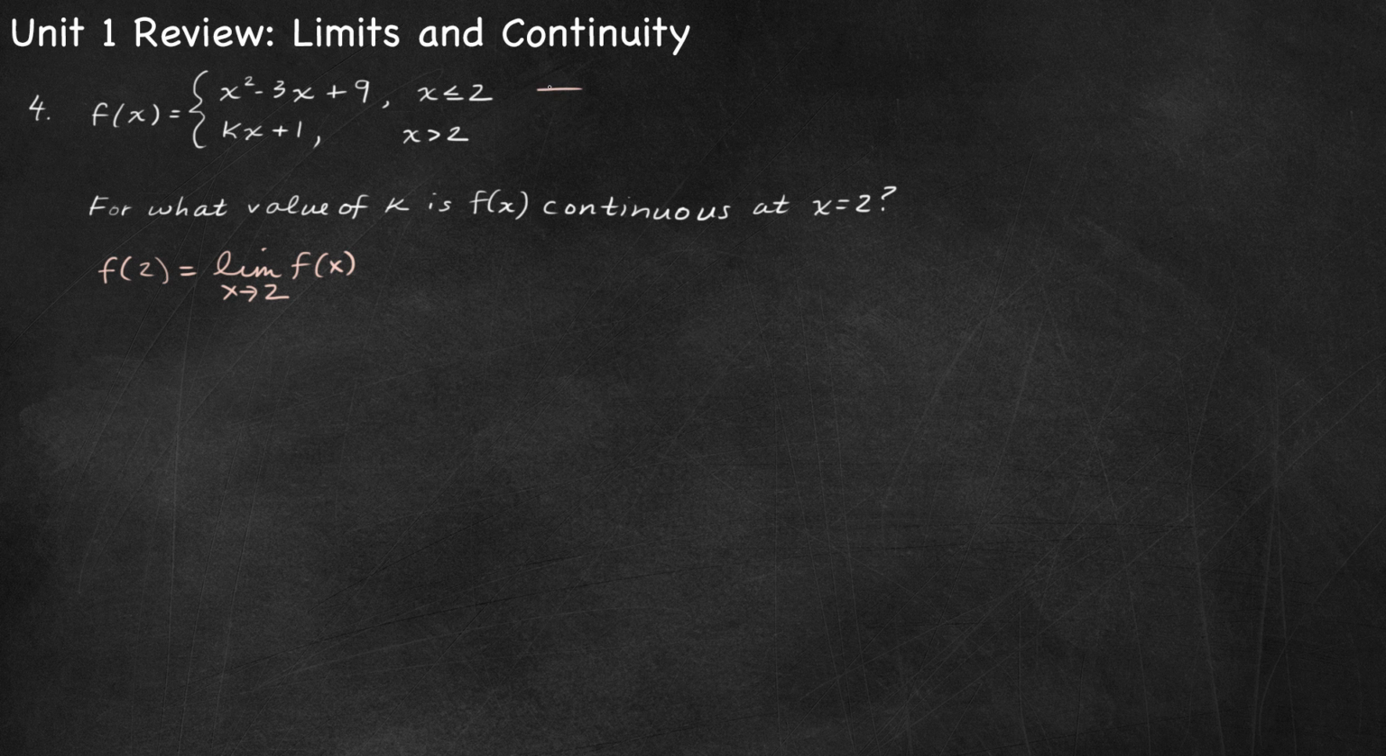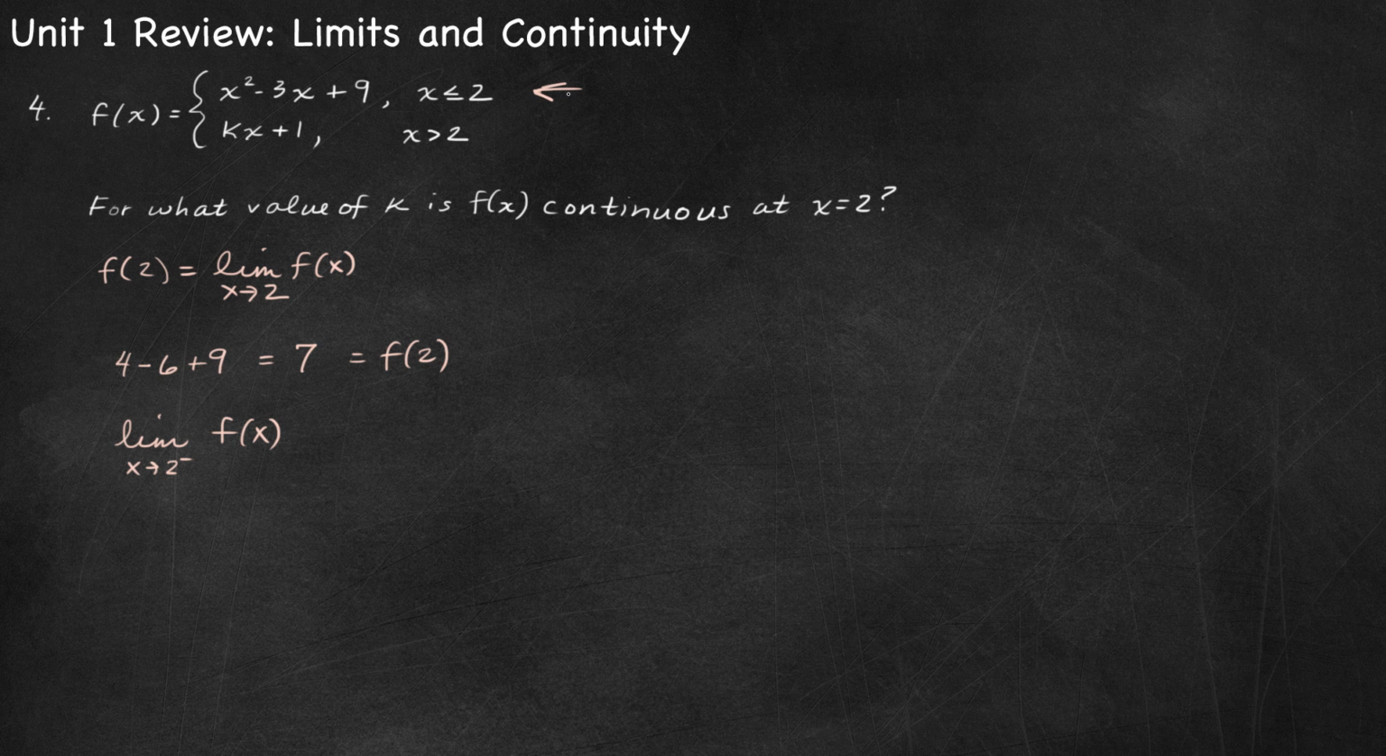So f of 2, we're going to use this piece of our piecewise function for x equals 2, and then substitution, I'm going to get 2 squared, or 4, minus 3 times 2, so minus 6, plus 9. So that is 7. That's my f of 2. Now to find the limit of f as x approaches 2, I need to find both the left and right hand limits. So the limit as x approaches 2 from the left-hand side.